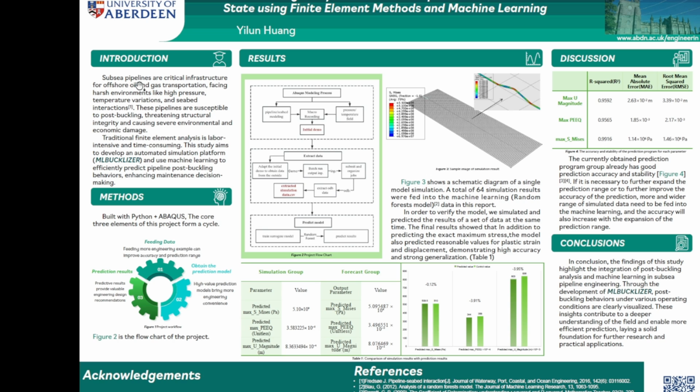Today I am excited to share an impressive student project combining finite element analysis and machine learning to predict offshore pipeline failure. This research is from Yilun Huang, a BEng student I supervise at University of Aberdeen. Everybody knows that subsea pipelines transport oil and gas under harsh conditions, and this could include high pressure, thermal expansion, and seabed interactions. Buckling can happen in any pipeline.